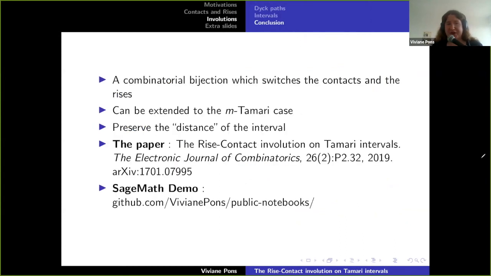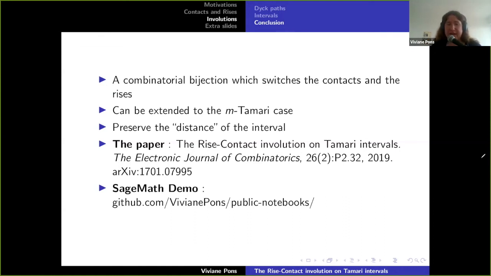Okay, so what do we have here? So we have a combinatorial bijection, which switches the contacts and the rises. It can be extended to the Tamari case. So this I have, if you're curious, I can explain a little bit about that. It also has this nice property to preserve the distance in the Tamari interval. The distance is the length of the maximal path from the down element to the up element. So this is why especially intervals that are single elements, so same up and down paths, are sent to intervals that are single element.